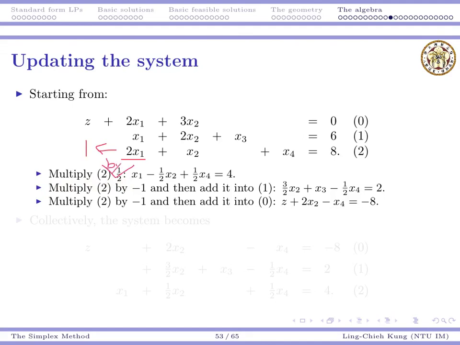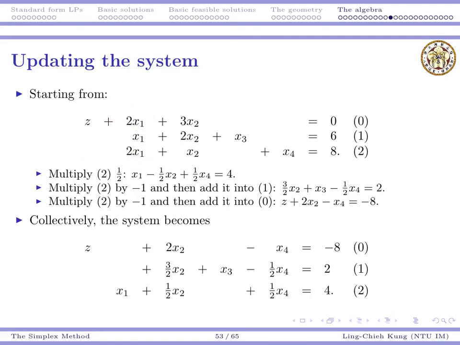By 1/2, and that's going to give me this equation. And then I multiply the second constraint by -1 and then add it to the first constraint. Why do I do that? I want to remove this number. After I do that, indeed x1 will disappear in the first constraint and the first constraint will become this. And finally I do the same thing to the 0th row to remove this number in the 0th row. I get this.